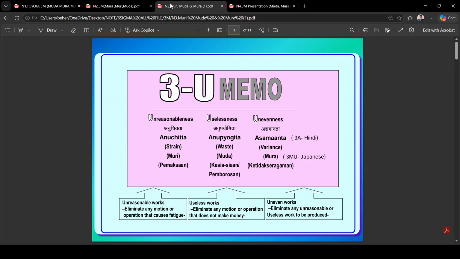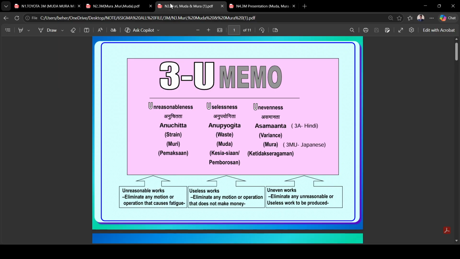Another name for this is 3U memo. 3U memo means unreasonableness, uselessness, unevenness, meaning Muri, Muda, Mura. Reasonable workers eliminate any motion or operation that causes fatigue. Muda means useless work, so eliminate any motion or operation that does not make any money. That is called Muda. And Mura means uneven work. So eliminate any unreasonable or useless work to be produced.